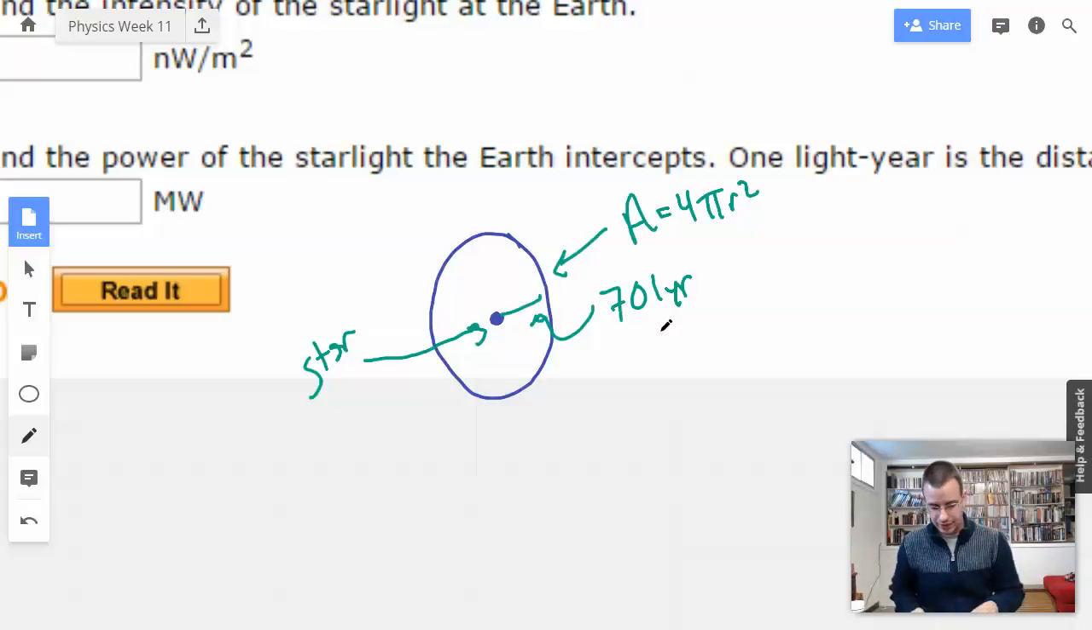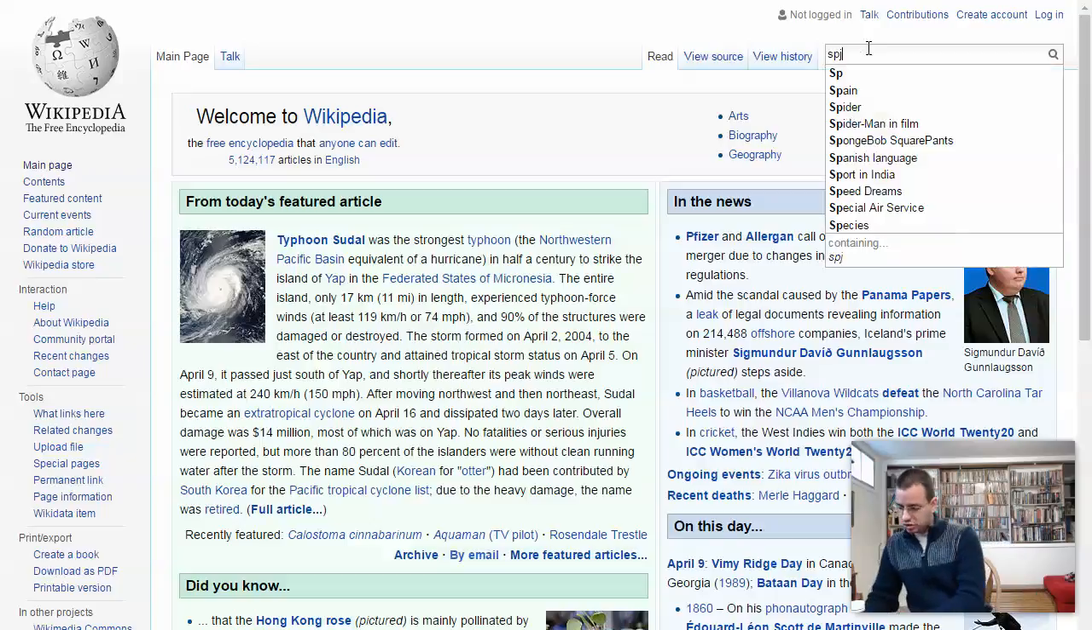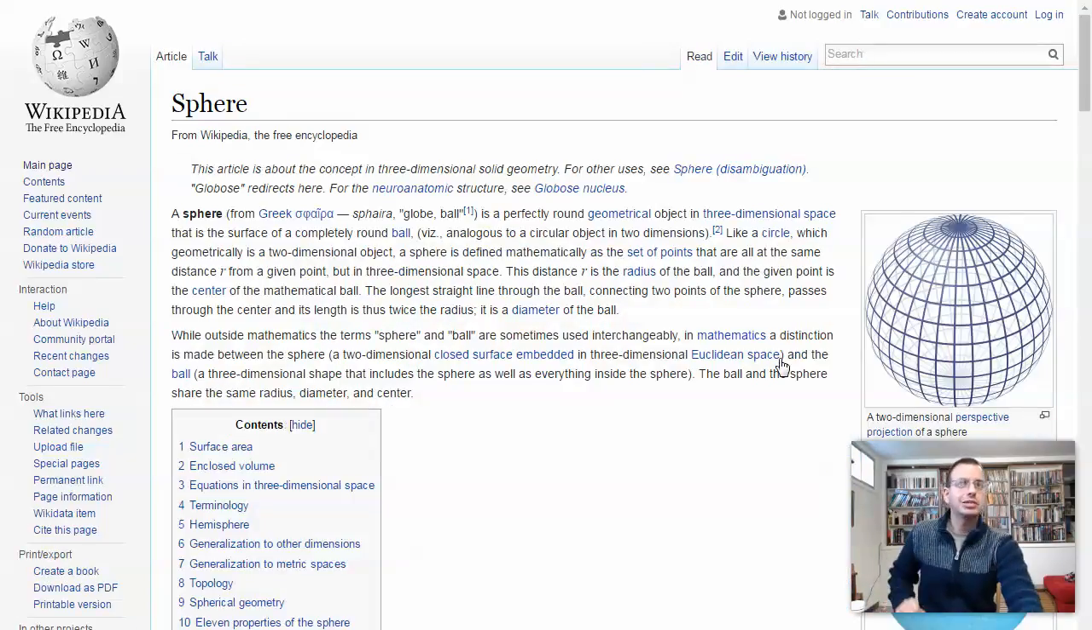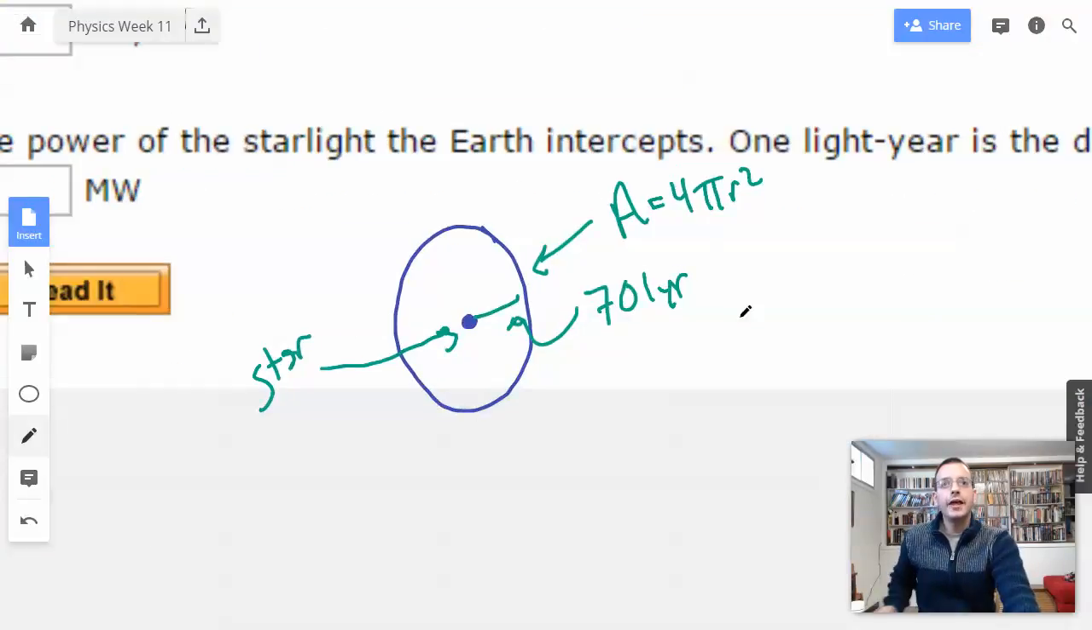Okay. So now we need to find the surface area of that sphere. So 4 pi r squared is the formula for a sphere's surface area. But you can see that my confidence is waning, so I'm going to look this up just to be safe. Bam. Area equals 4 pi r squared.